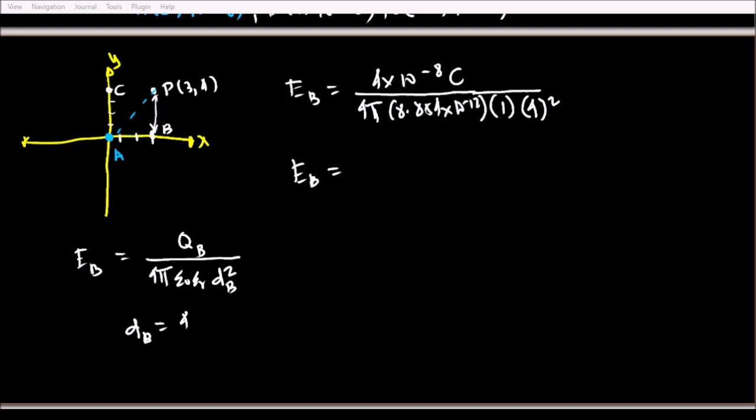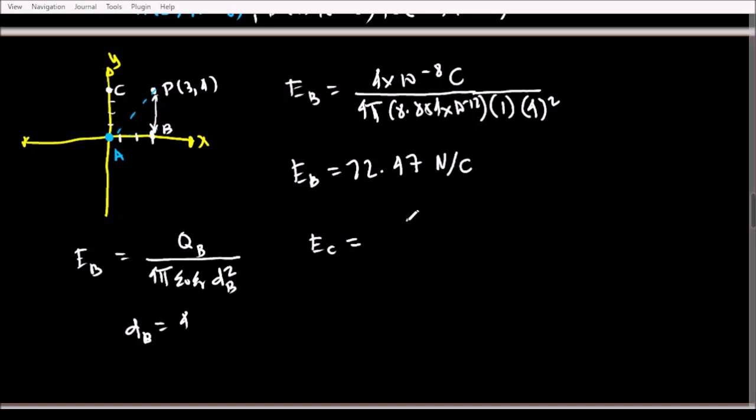times 1 times 4 squared. Equals 22.47. So 22.47 Newton per coulomb. The last one will be easy.